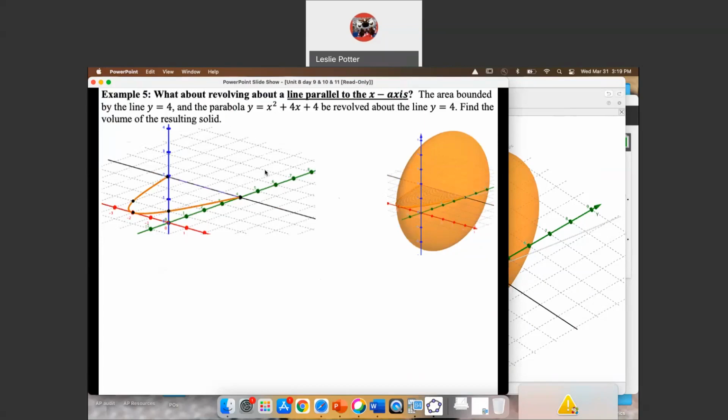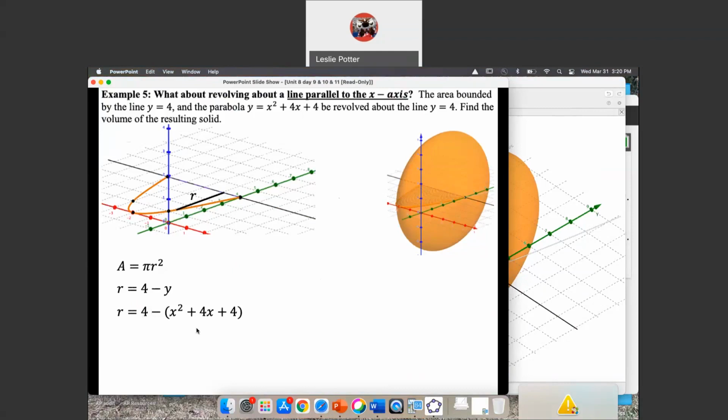And so our radius is going from this axis of revolution down to the parabola. And so it looks kind of like that. And so that distance is 4 minus the y coordinate. So it's 4 minus this. And so setting this up, we've got pi r squared, and our radius is 4 minus the function y. So using appropriate brackets here, it is 4 minus (x squared plus 4x plus 4).